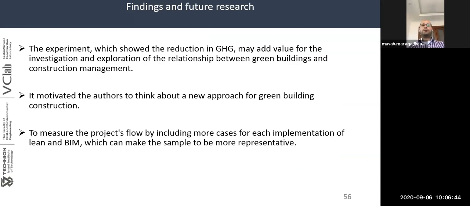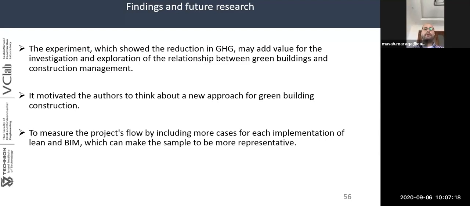Findings and future research. The experiment which showed the reduction in greenhouse gases may add value for the investigation and exploration of the relationship between green buildings and construction management. To be honest, it motivated the authors to think about a new approach for green building construction, based on optimizing green building through construction management and not only depending on rating systems.